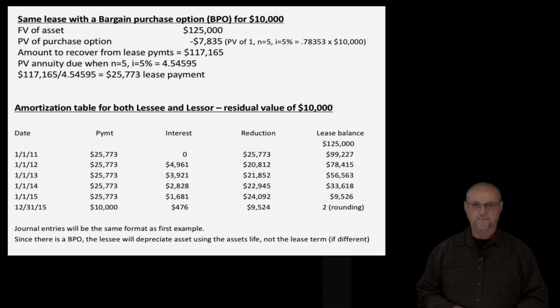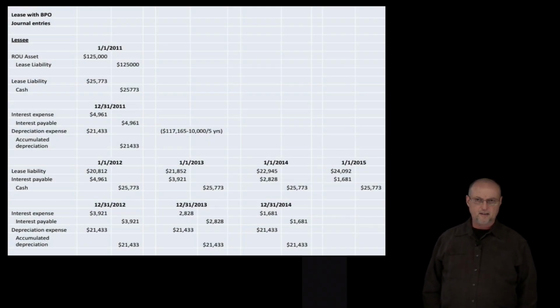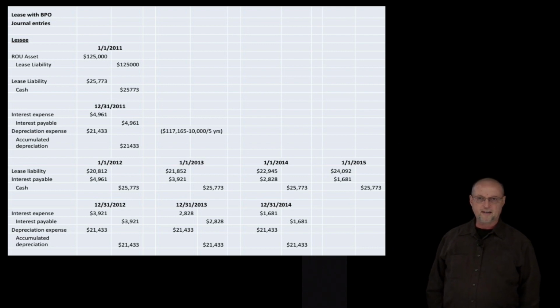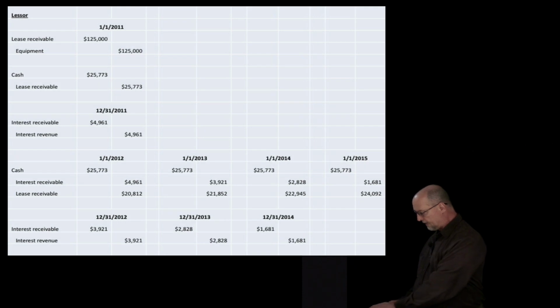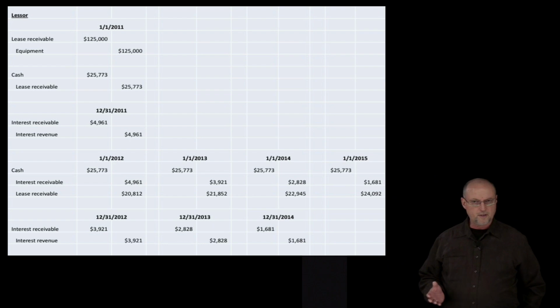Okay, so here are the journal entries for the lease with a bargain purchase option for the lessee. So I want you to look at these on your own, take your time, compare them to the residual value example and the first example, so you kind of understand where the different numbers are coming from. And then here are the journal entries for the lessor, and same thing. Take your time, review these, get comfortable with them before we go on.